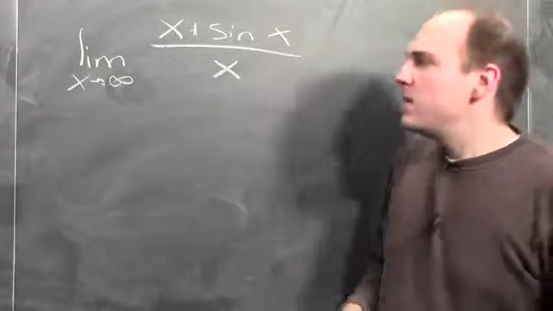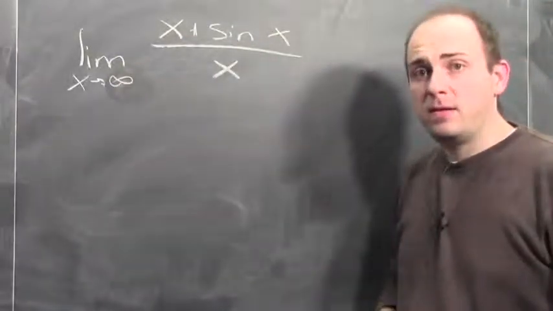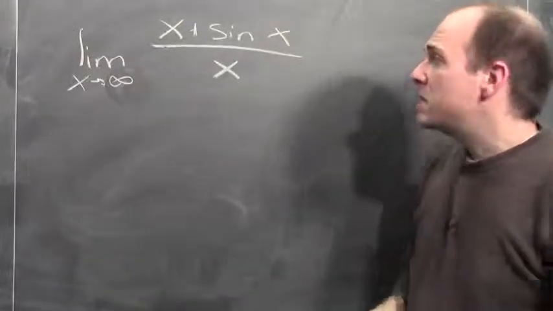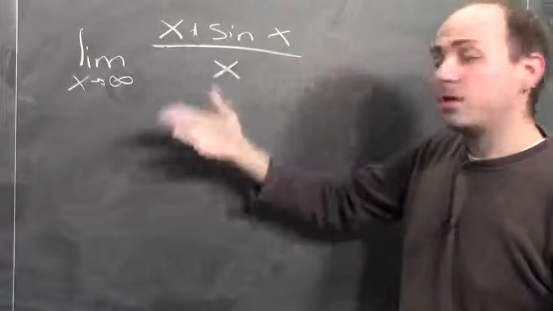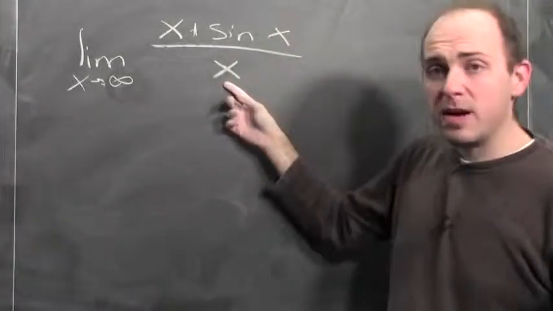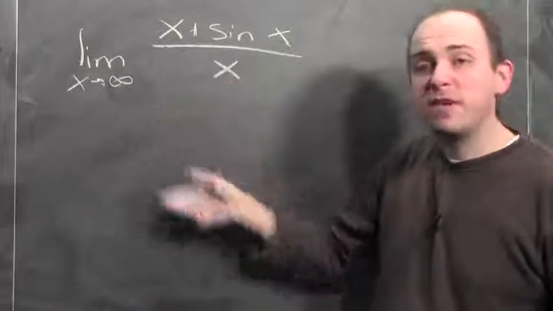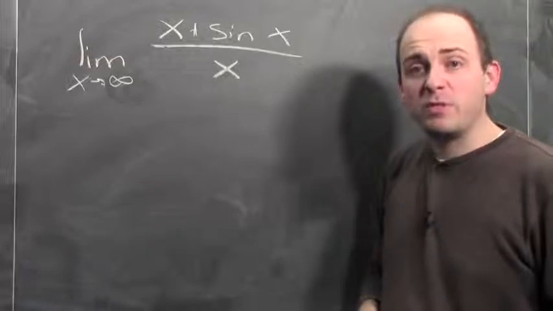Here's an example. Let's take a look at the limit of (x plus sine x) over x as x approaches infinity. Try to use L'Hôpital. So I want to look at the limit of the numerator by itself. The limit of x plus sine x as x approaches infinity is infinity. The limit of the denominator by itself, the limit of x as x approaches infinity, is also infinity. This is an infinity over infinity indeterminate form.